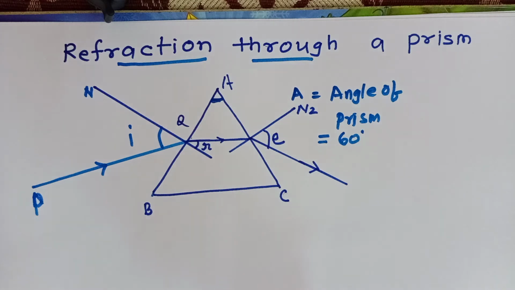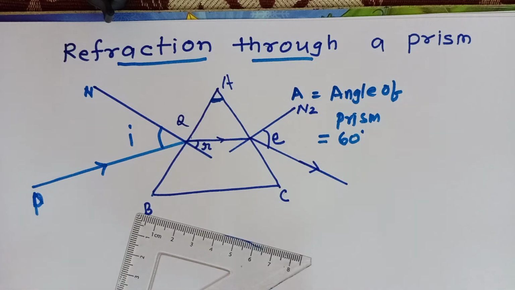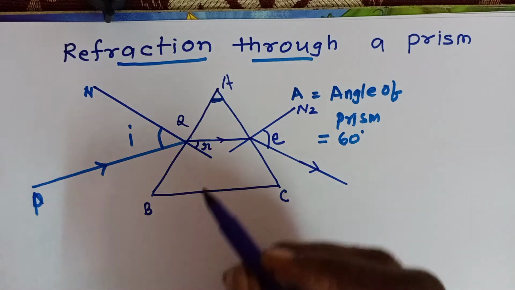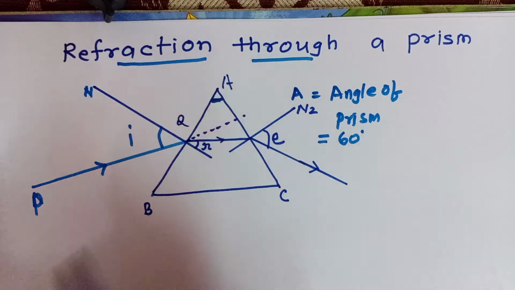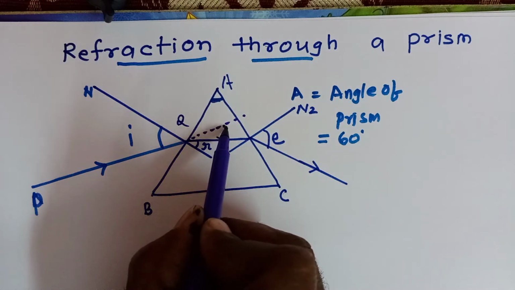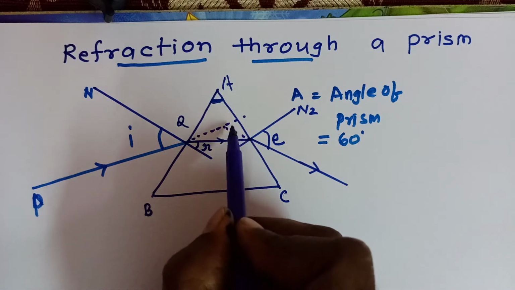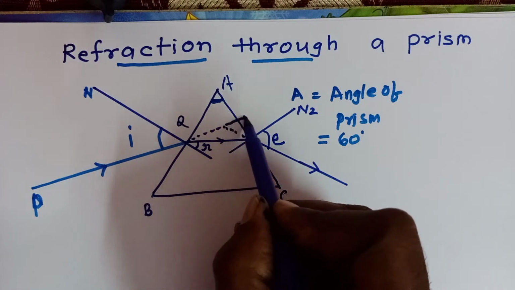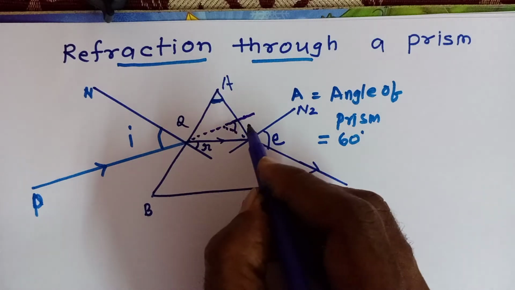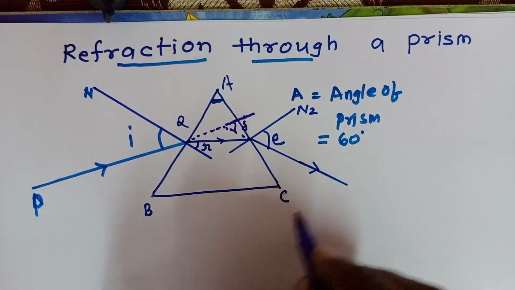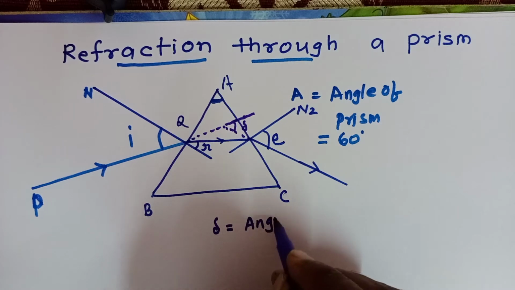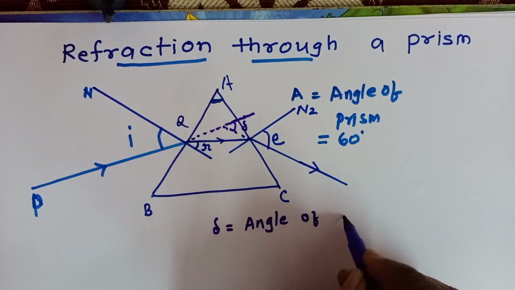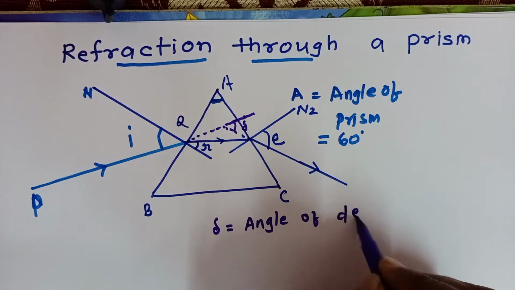And if we extend the incident ray in the forward direction, and this ray in the backward side, this angle is called delta, and delta is called the angle of deviation.